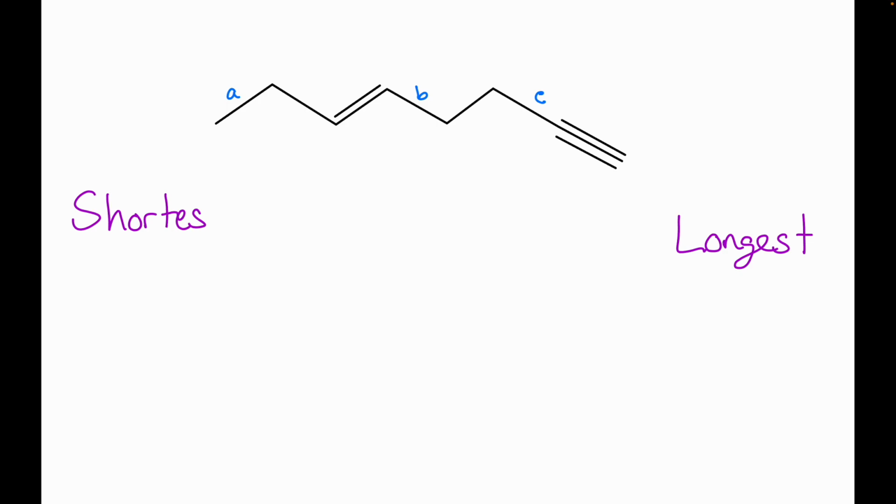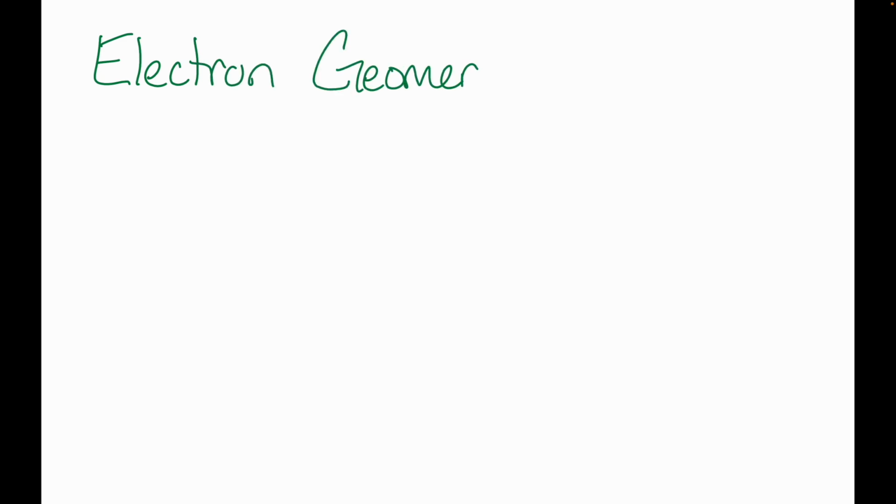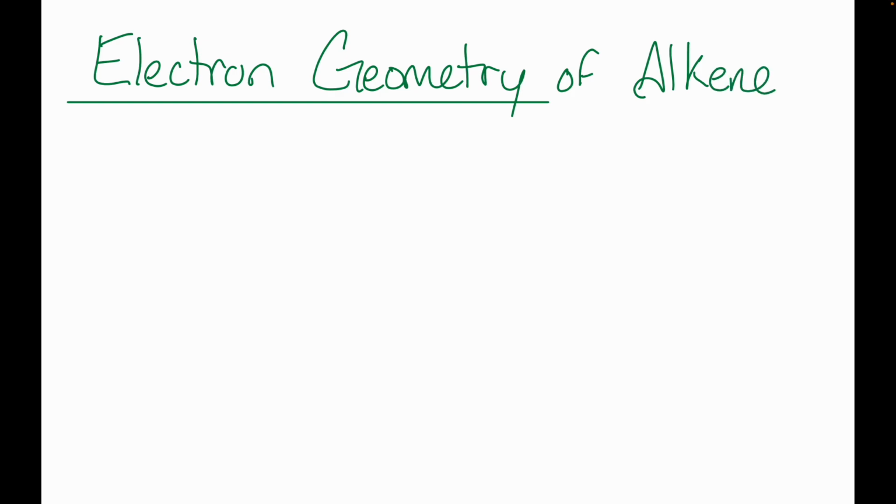But first, I just want to take a second and review our electron geometry of our alkenes and actually our alkynes as well, because it's really important for the chemistry of these molecules. I'm going to do a very simple alkene. We're going to look at the Lewis structure of ethene.